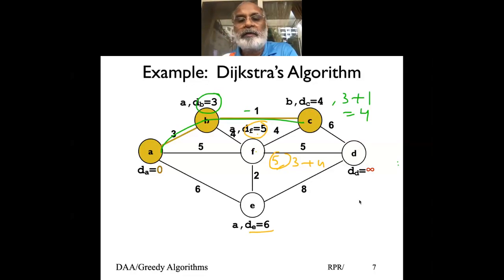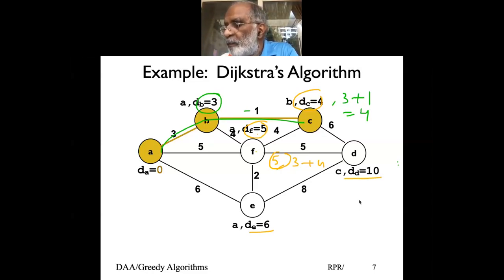So first we look at D. The current cost is infinity, but if you go via C, cost of C is 4 and C to D is 6. So we take the min of infinity and 4 plus 6, which is 10. Since this becomes 10, we set this value to 10. And that is what we basically do.